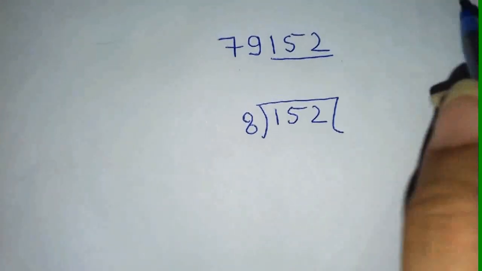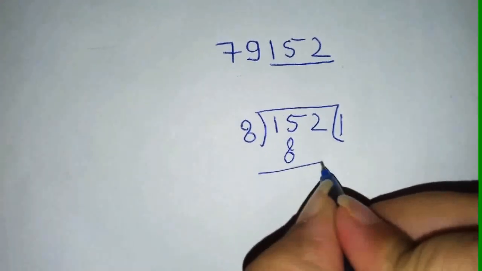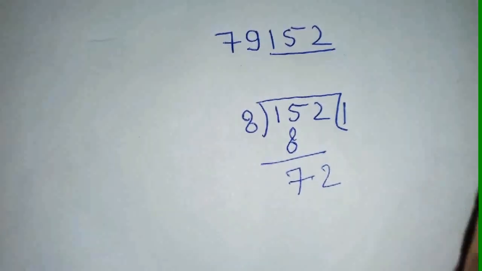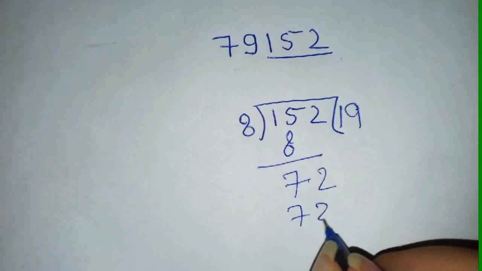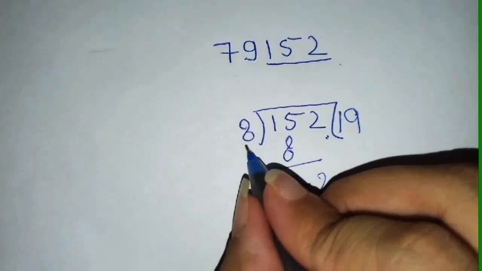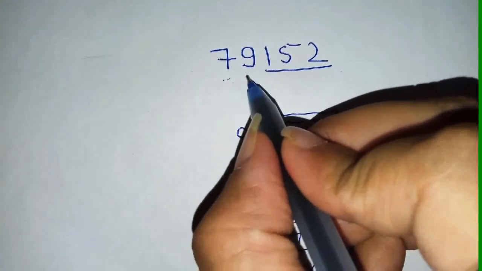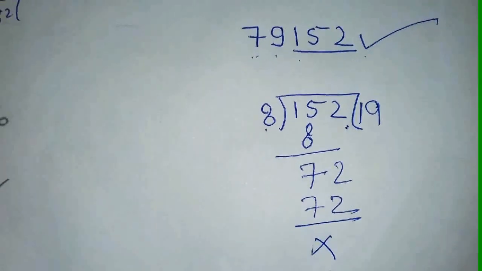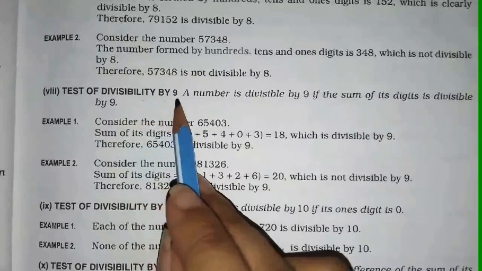79,152. First, 8 ones are 8, remainder 7, 2. Next, 8 nines are 72. Here 152 is divisible by 8. Therefore, the given number 79,152 is also divisible by 8. Next, test of divisibility by 9.